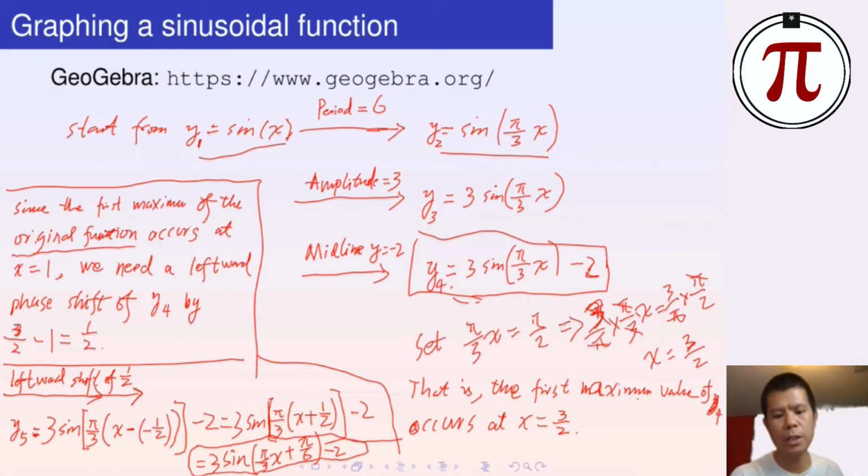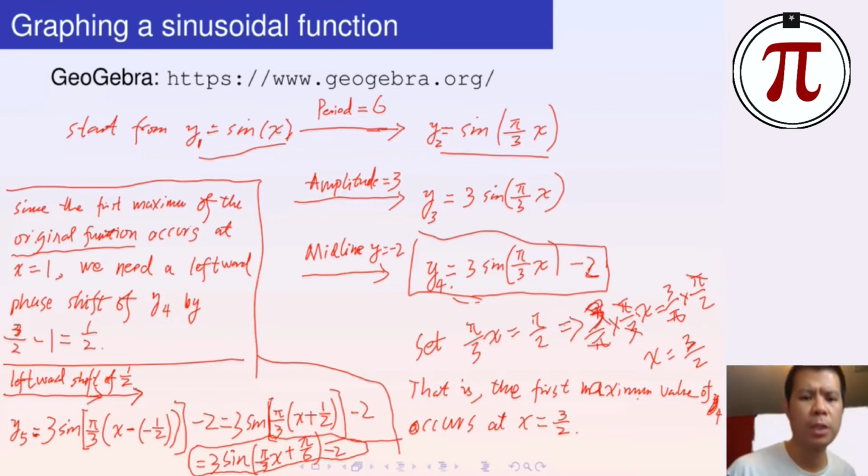Sorry, just a small space here. 3 sine (pi over 3)x plus pi over 6, minus 2, right? That is the final answer. Okay, that is the final answer. Now, basically, this is what we do.